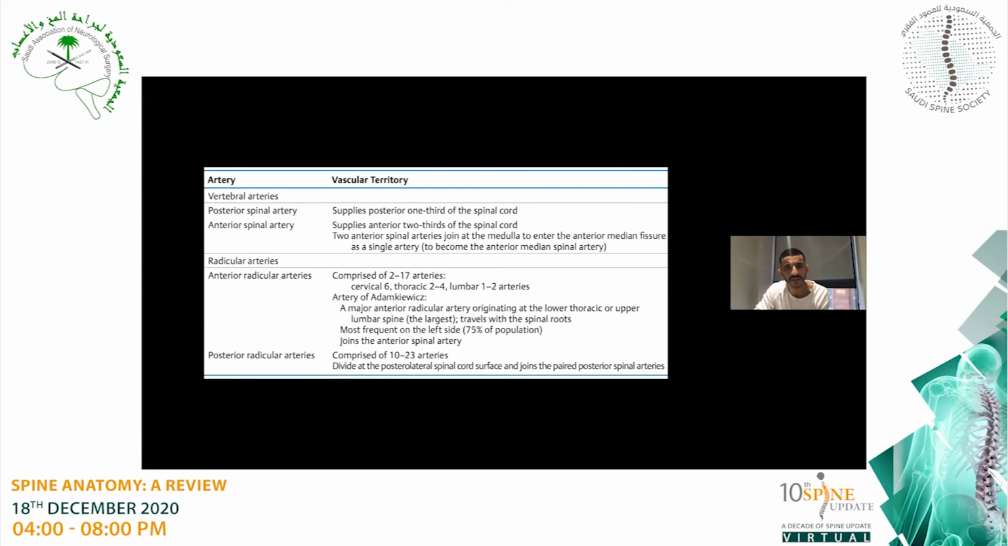The posterior spinal artery supplies 1/3, the anterior spinal supplies 2/3, and there will be a watershed area between them. For the anterior radicular artery, as we said, it's less in number, it's few. On average, it will be 8 to 9. That's why it's larger in diameter. That's why not all the segments supply the spinal cord, but there are only a few of them. So if you sacrifice one of them, there's a high chance of ischemia of the spinal cord. The posterior radicular arteries are larger in number, 10 to 23, it varies, and contribute only 1/3 of the spinal cord.